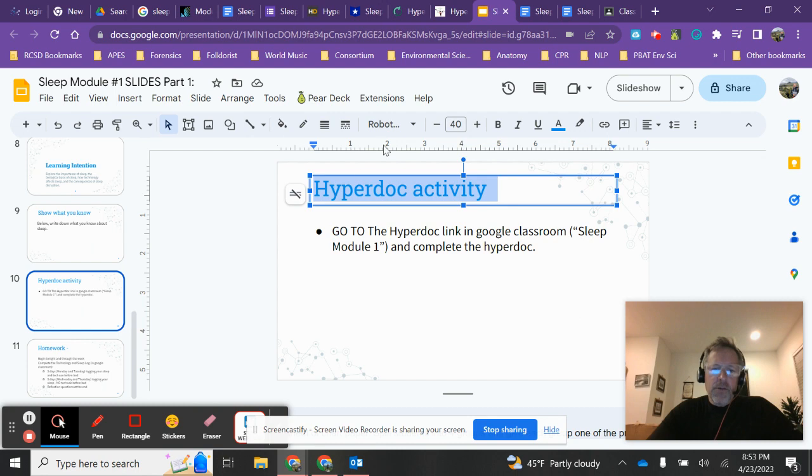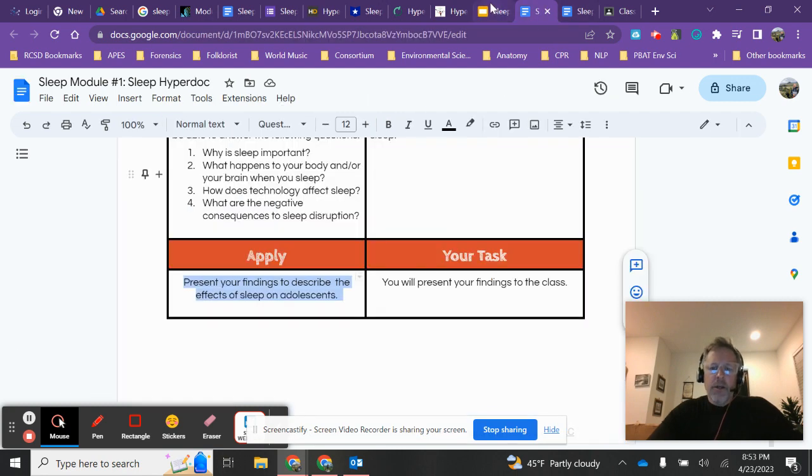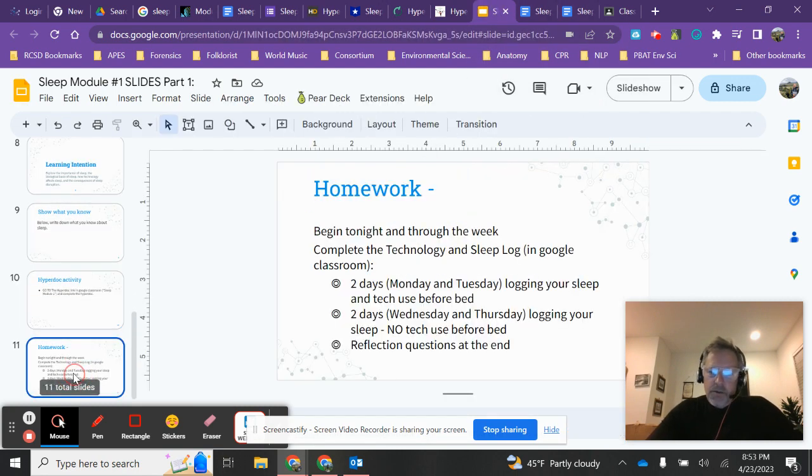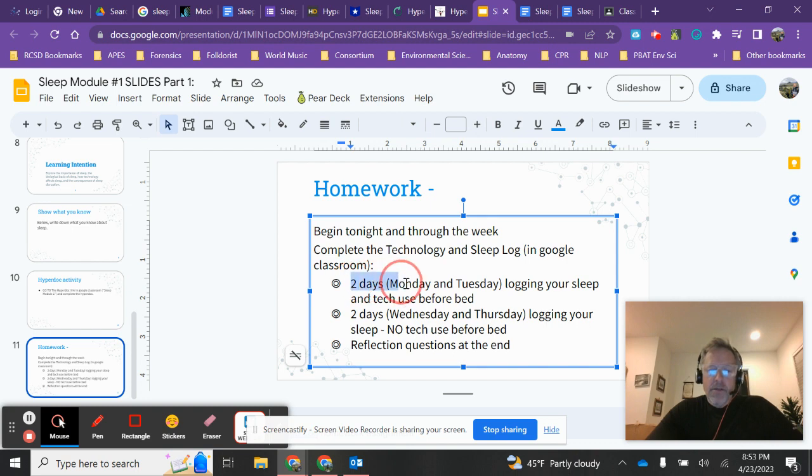So we went from the slides to the hyperdoc activity, you did that. Then you go back to the slides and you're going to go to this thing called homework. Now, homework. Basically, this is a challenge: you are going to monitor your sleep in regard to technology and waking up. All right? You're going to keep a sleep log. You're going to be doing 2 days starting tonight, Monday night and Tuesday night. You're going to log your sleep in and the amount of tech you used before bed, and perhaps if you woke up, if you use it then as well.